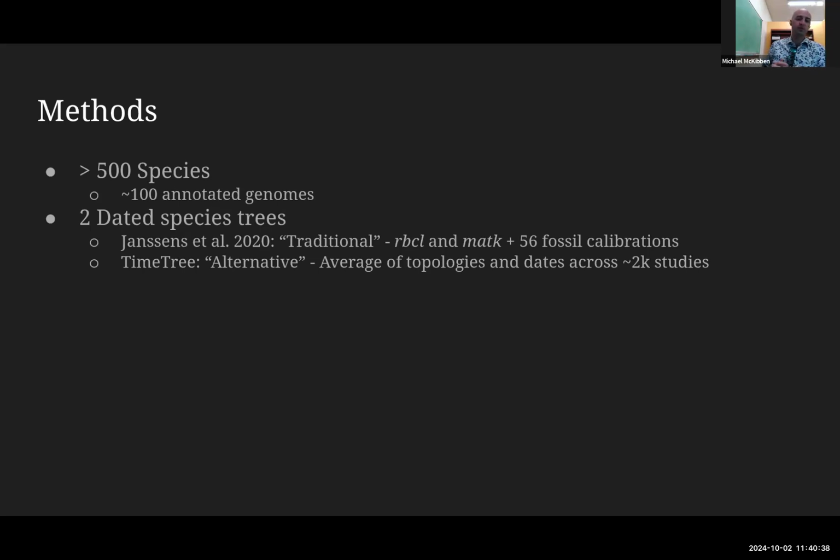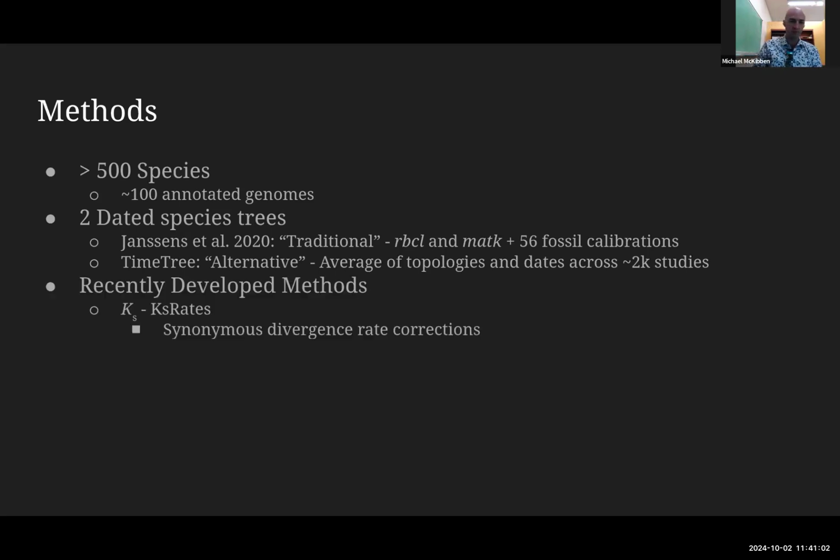I then used 2 different dated species trees. One comes from Jansen et al. This is a more traditional approach where you use 2 conserved well-known gene sequences along with 56 fossil calibrations. I then used a service called Time Tree, which you can think of as my alternative approach, which is an interesting tool that averages the topologies and dates across over 2,000 studies from the literature.